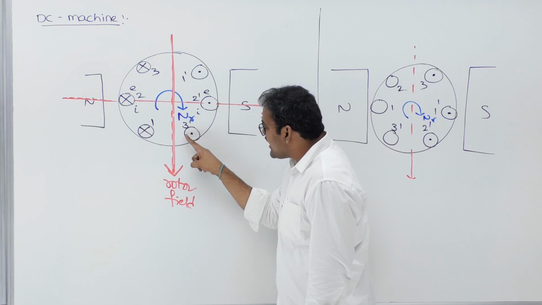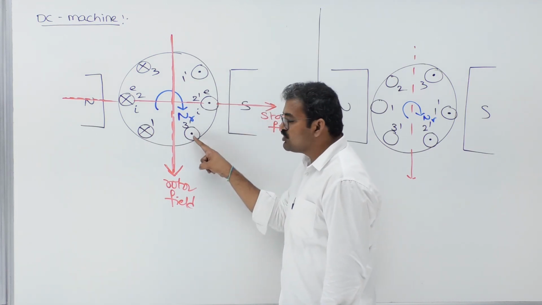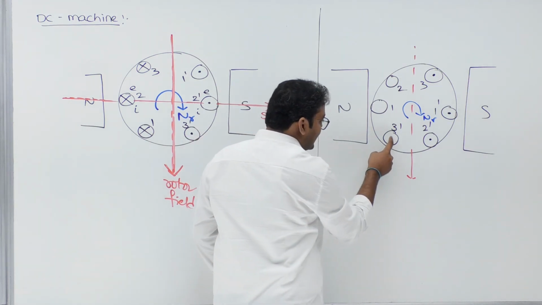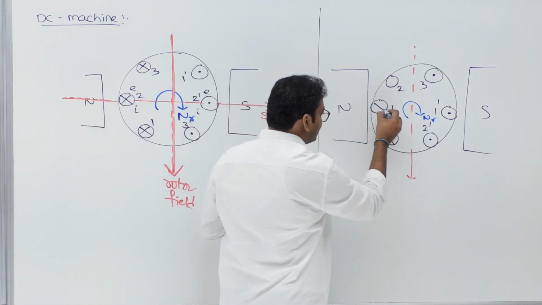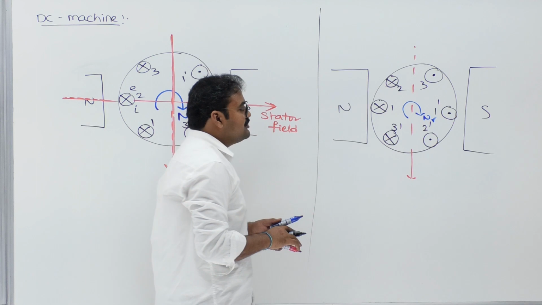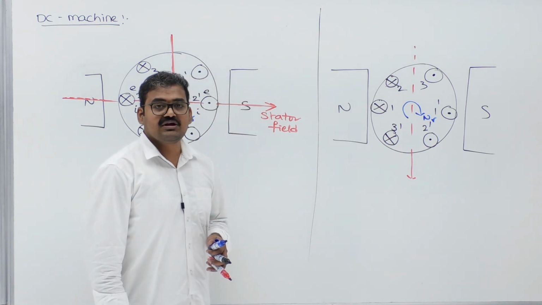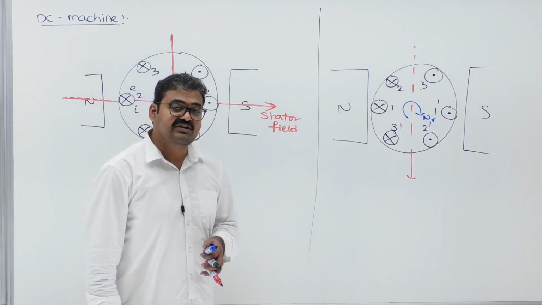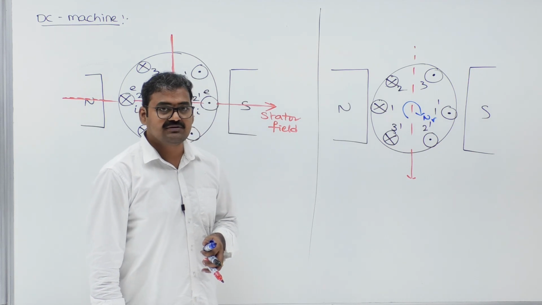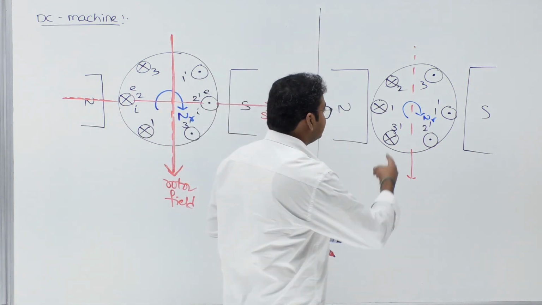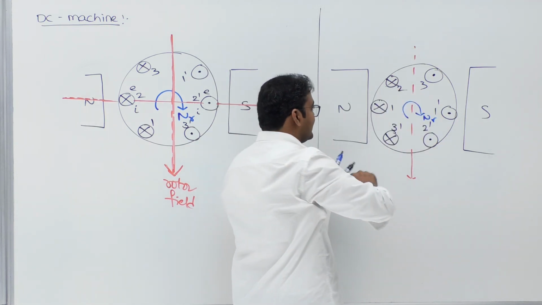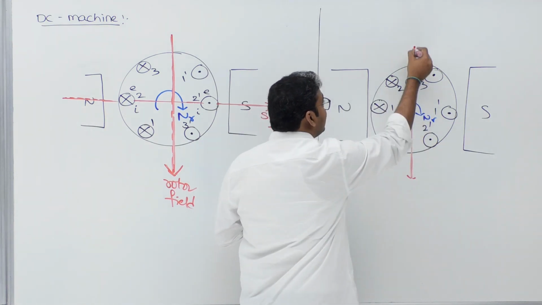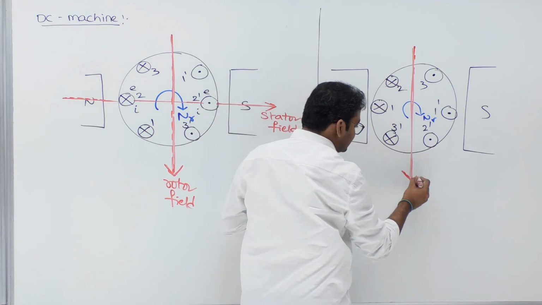Earlier conductor 3 dash was under the influence of the south pole, dot polarity. But now conductor 3 dash is under the influence of the north pole. This is cross polarity. Now use the right hand thumb rule and tell me the direction of the stator magnetic field and rotor magnetic field. Coming to the rotor first, these 3 are into the plane and this is out of the plane. So the rotor magnetic field is once again at the same location.